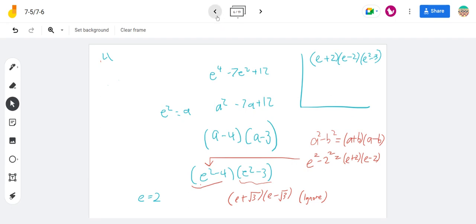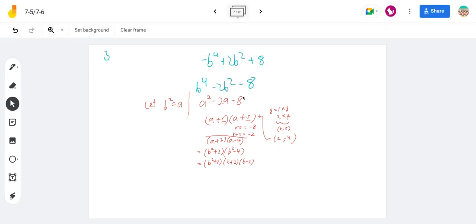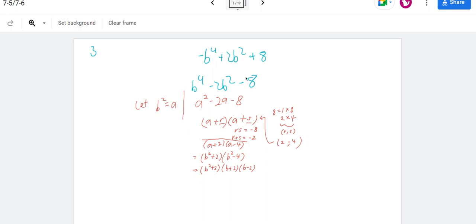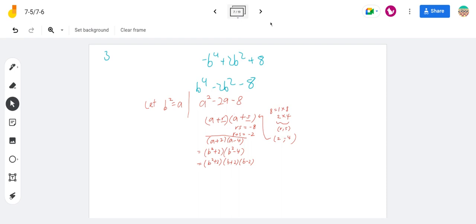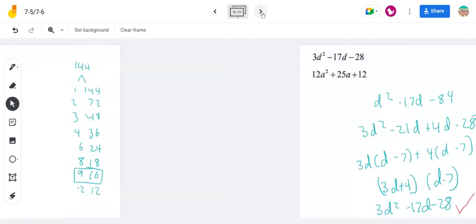And then let's go to slide number 7, right? You can see that actually we just let b square equal a, and then we can solve it the same as for the quadratic form. So we got the quadratic form, and then we can factor it easier than this power 4 thing.